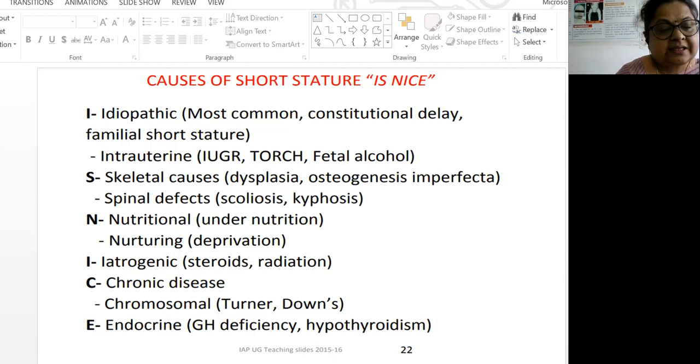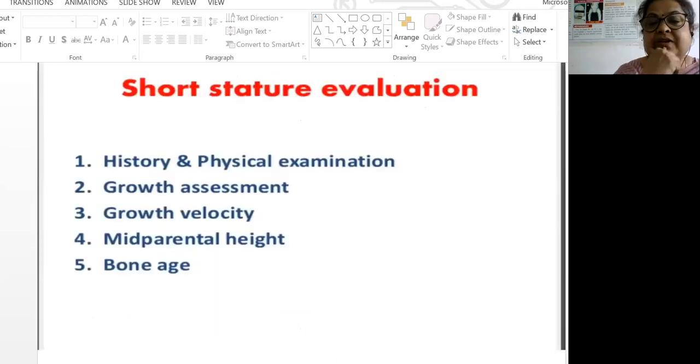Now, next is short stature and its evaluation. How to do it? You have to take a detailed history, a proper history, and physical examination. Then growth assessment has to be done during examination. Then you have to measure the growth velocity. Then you have to take mid parental height, and then in the last you have to assess the bone age also. So we will take everything in detail one by one.